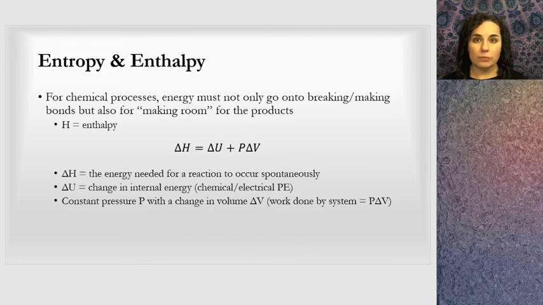In order to relate enthalpy into the concepts that we've been talking about, because it is an energy term, it fits in with conservation of energy, and this is the right way to put it in there. For any chemical process, energy must not only go into breaking or making bonds, but also for making room for the products. So H is defined as enthalpy. The change in enthalpy will equal the change in the chemical energy. Remember, this is the energy that goes into breaking or making chemical bonds. So that's the chemical energy. And then this is the work done by the substance in making room for the products. And if you are in chemistry, you may use this equation, and that's how entropy and enthalpy sound like they should relate to one another, but they don't.